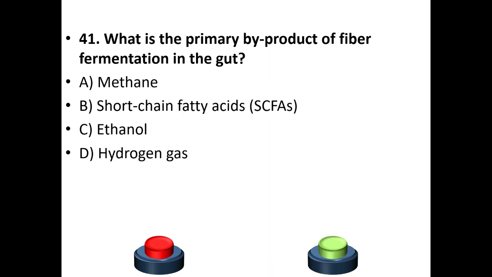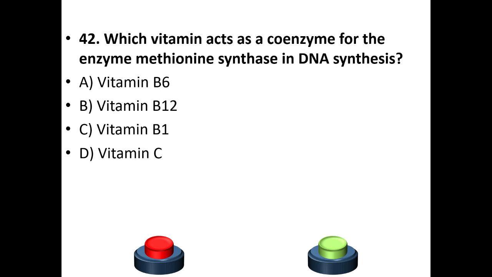All the best. 41. What is the primary byproduct of fiber fermentation in the gut? Methane, short chain fatty acids, ethanol, hydrogen gas. Which is the answer? Your answer is B, short chain fatty acids.